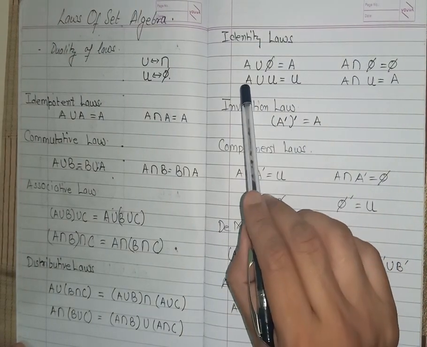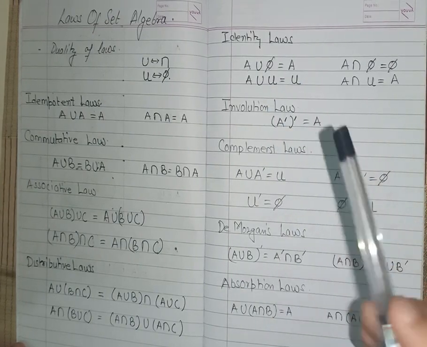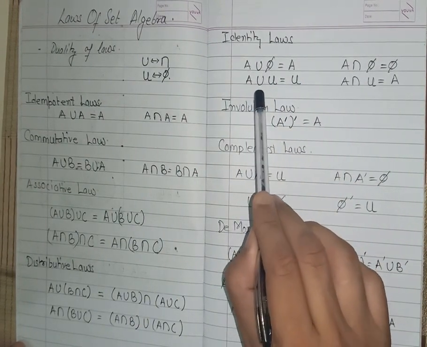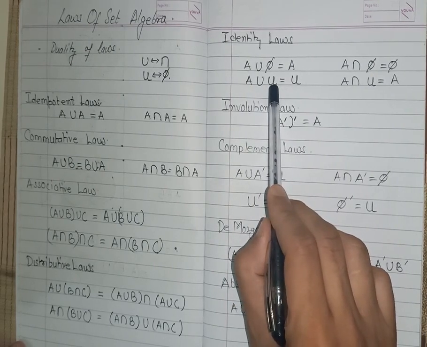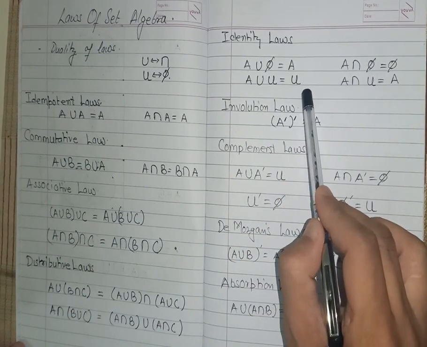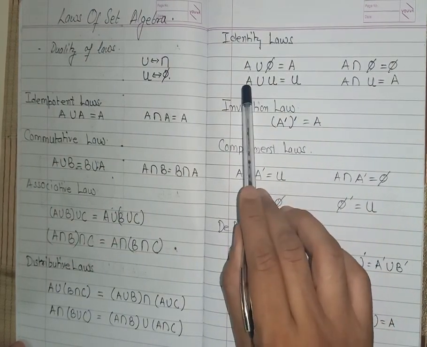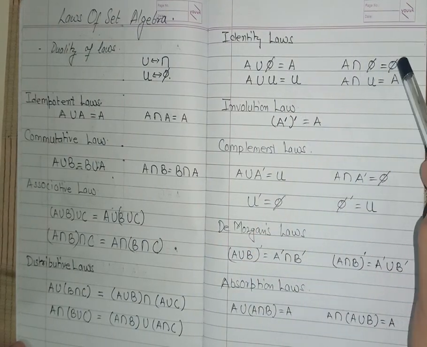Then the second law is A union universal set is equal to universal set. Just think over it. A given set, union universal set. Universal set means the set of all the possible elements. So the union of the two is going to be the universal set. What will be the dual? A intersection null set is equal to null set.